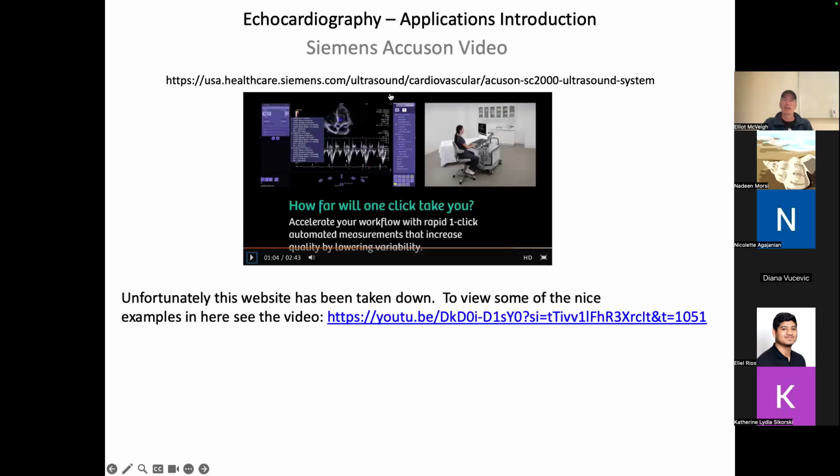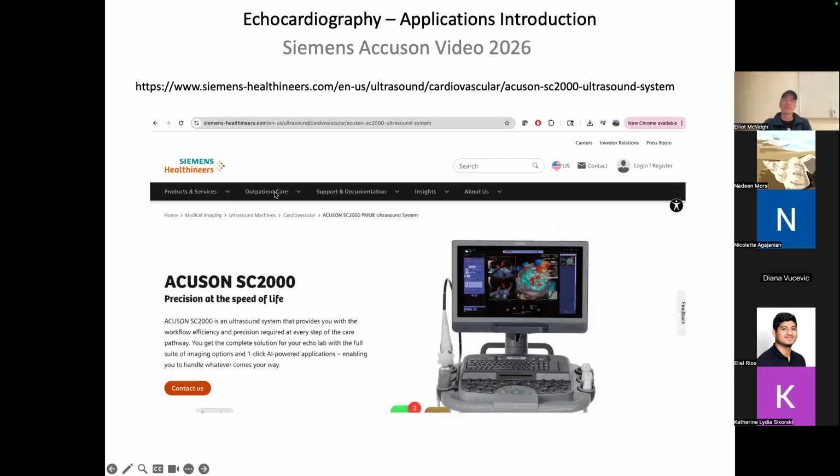This used to be a great site, this one here, and I checked it this morning and it's gone now. So they've changed it to this site here. So I'll change the slides such that this is updated. But you can just Google search Siemens ultrasound and you'll wind up here. So this is that site. This is their new Acuson site here.